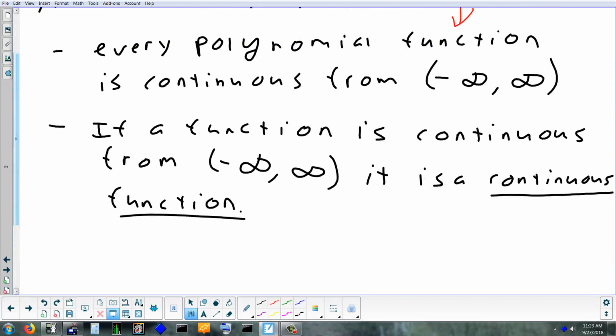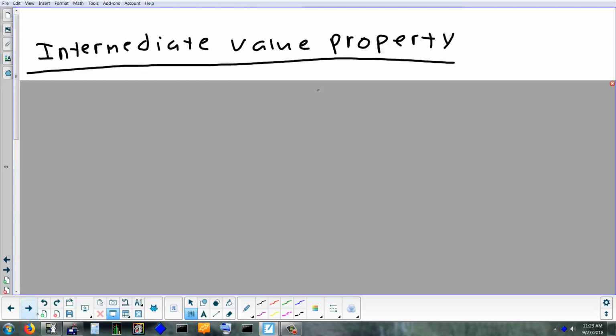Okay, and the idea that a polynomial is continuous from negative infinity to infinity is going to tie in with one of the other theorems we study, the intermediate value theorem. All right, it's the intermediate value property. Let me just give you an example first, and then I think the idea will make sense.